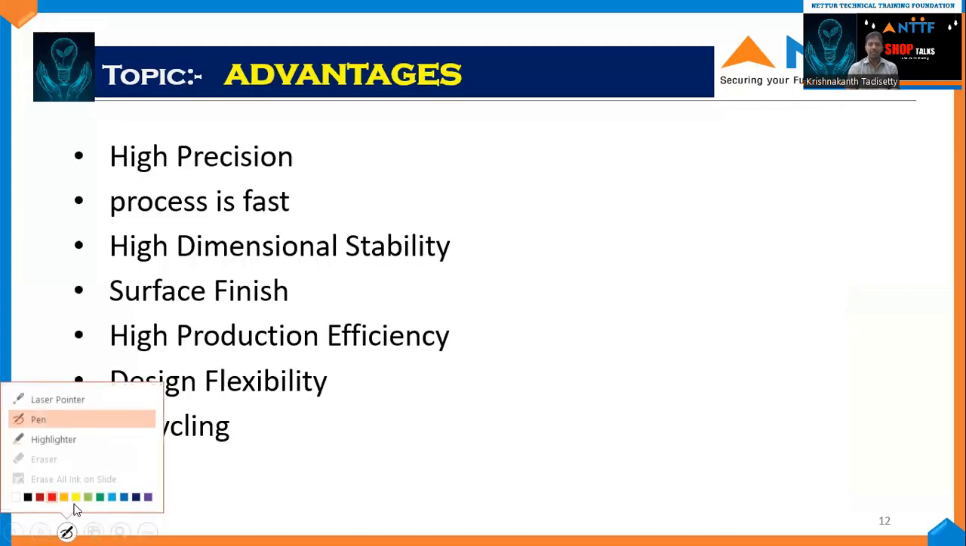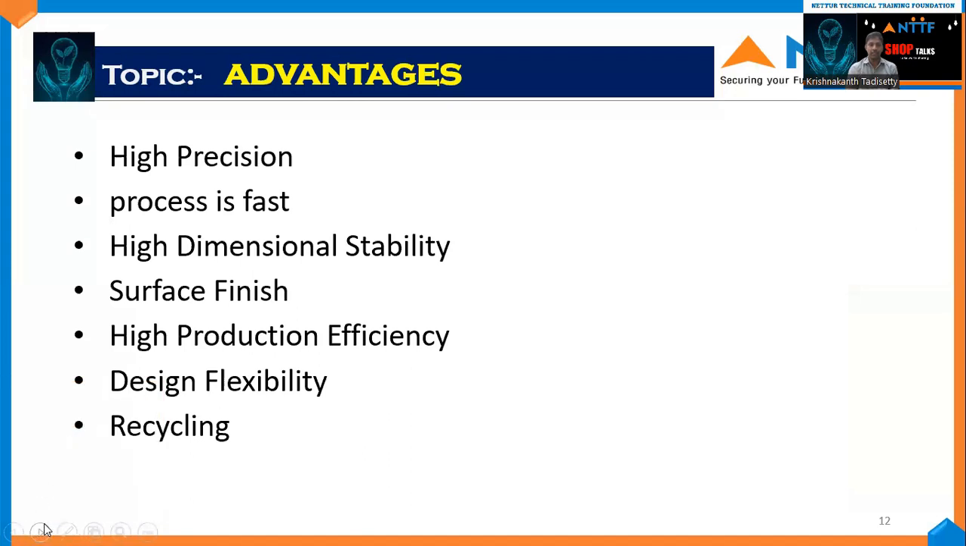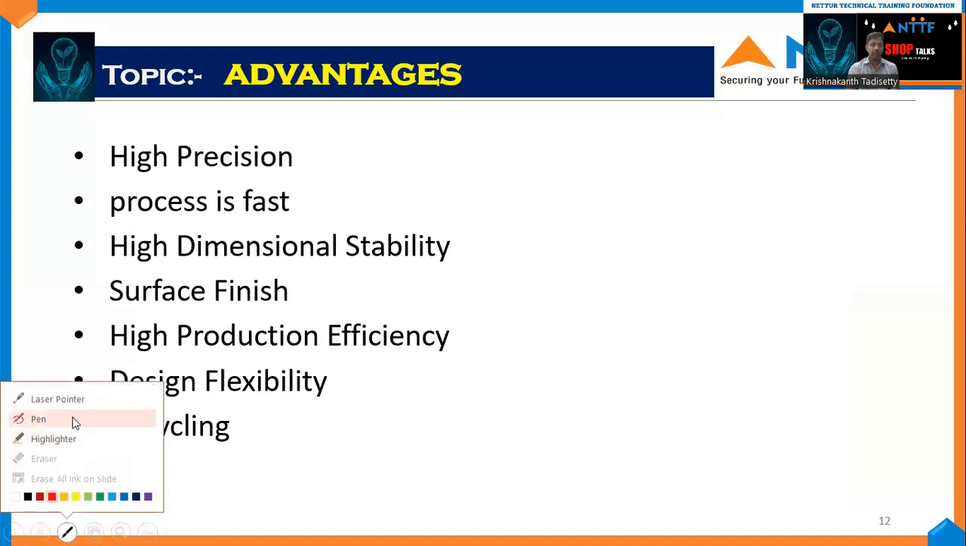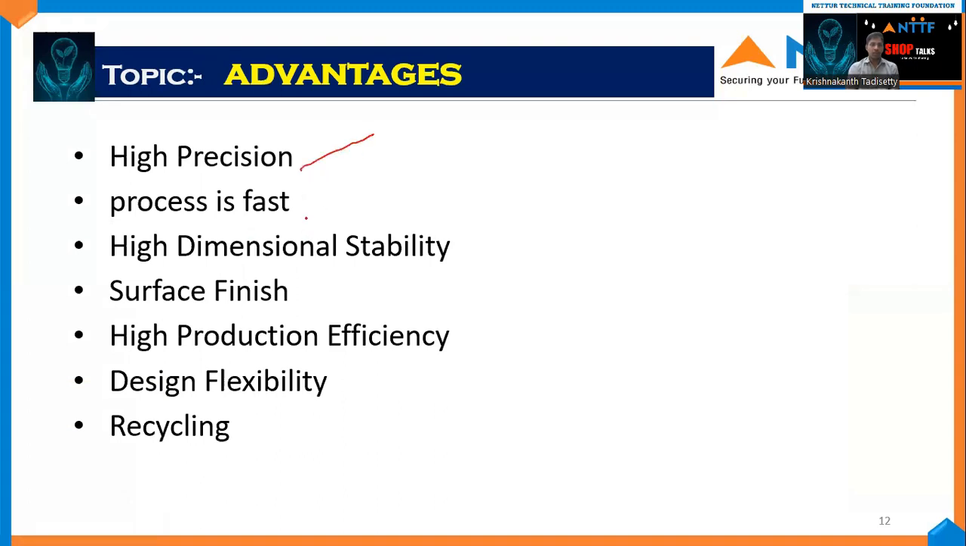And finally, let us see some advantages and also disadvantages. First, let us see advantages. The advantages are high precision. What is the meaning of high precision? High precision means the tolerance, accuracy, and precision are able to be maintained in this hot chamber molding process. And second one, the process is fast. That means, in the name itself, we can observe hot chamber process. That means the molten material will be in a hot condition, that is, in a liquid form. So that is why it is easy to fill the material and to do mass production.